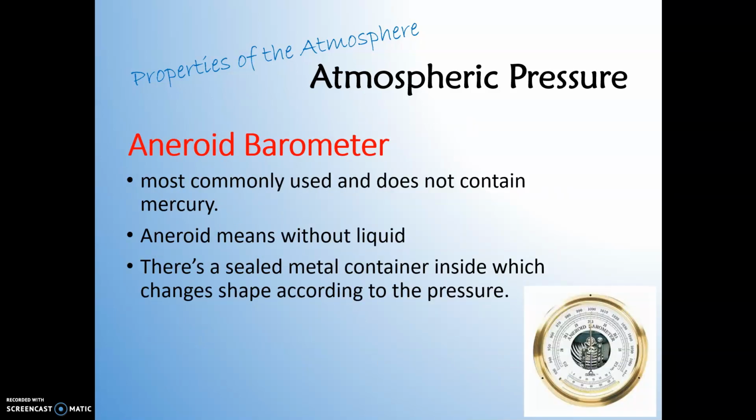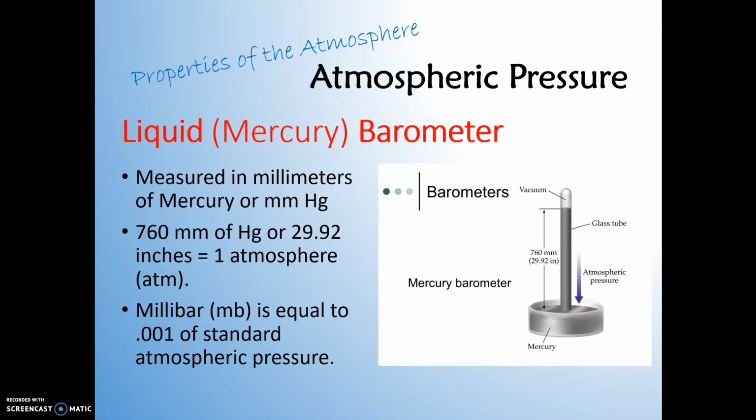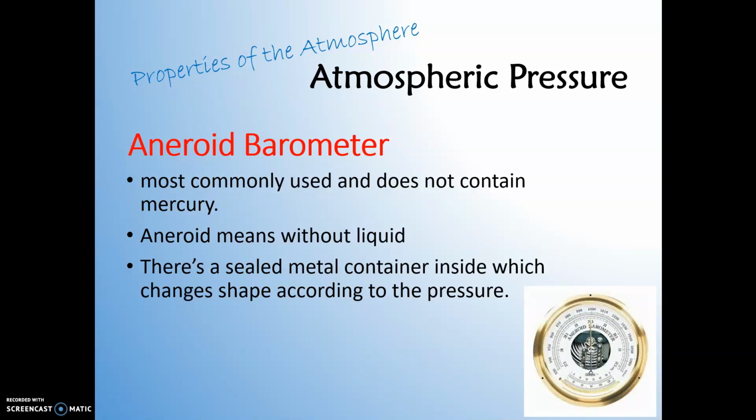Now we typically use aneroid barometers. Taking a step back, liquid barometers no longer really use mercury; there are different substitutes now. An aneroid barometer, you've probably seen the thing in the bottom right. It's commonly used, and it doesn't contain mercury. In fact, it doesn't contain any liquid. That's what aneroid means. It's basically a sealed container that can change shape because of pressure being put on it, and as it changes, it moves a little dial to a specified distance on a scale telling you what the air pressure is.